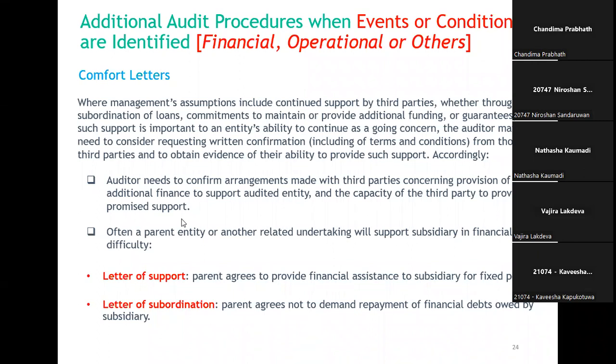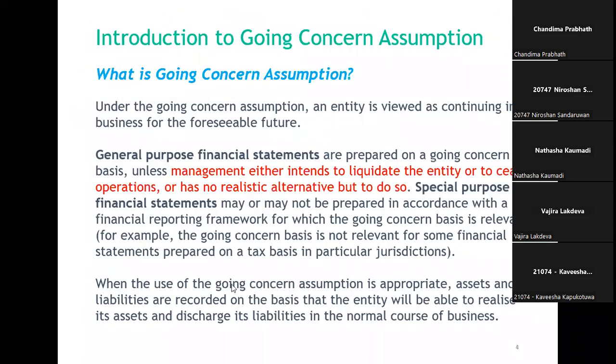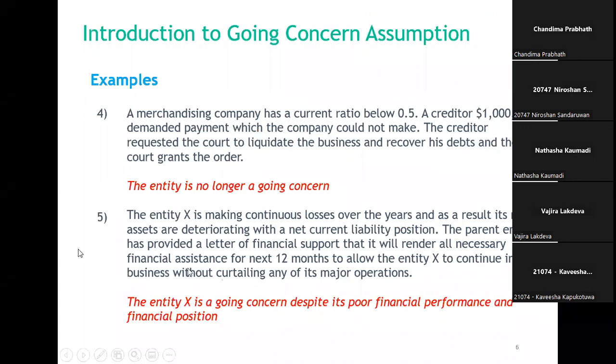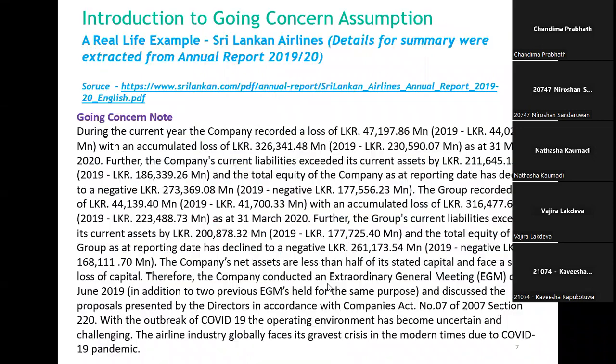Often, a parent entity or another related undertaking will support a subsidiary in financial difficulty. Now, there are two types of letter of support. Letter of support: the parent agrees to provide financial assistance to the subsidiary for a fixed period. Now, that is what it says. Can you remember? Entity X is making continuous losses over the years, and as a result, its net assets are deteriorating with a net current liability position. The parent entity has provided a letter of financial support that it will render all necessary financial assistance for the next 12 months to allow entity X to continue in business without curtailing any of its major operations, right?